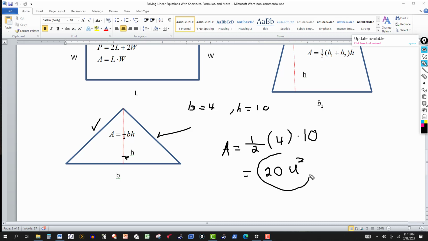So here it is. We'll look at more applications using equations involving these formulas again in the next video.